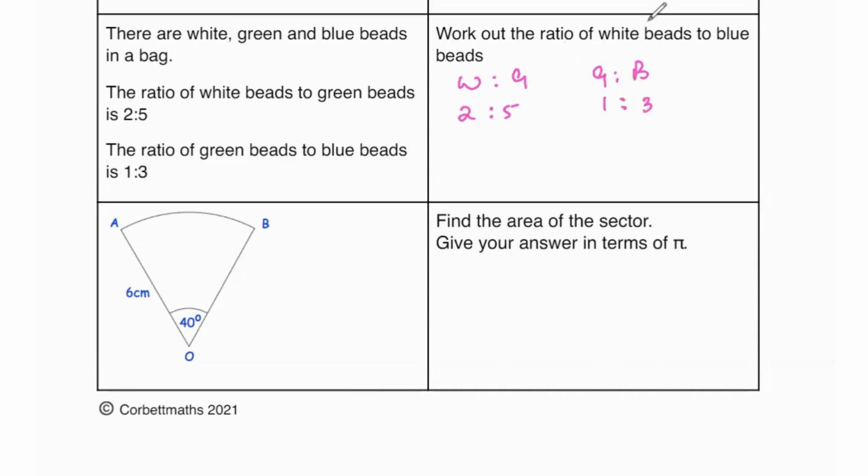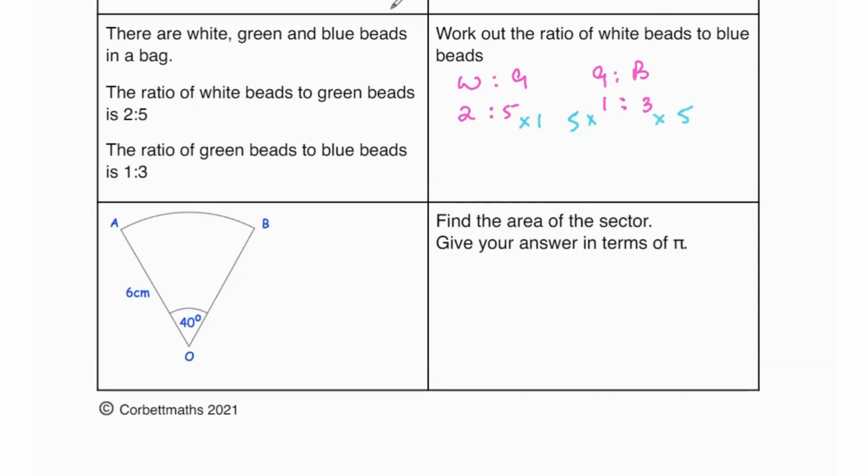So since we're trying to find the ratio of white is to blue, what we need to do is we need to first make the green ones the same in both the ratios. So to make the green ones equal, I'm going to multiply this one with 1 because ratio 1 represents the proportion of green. And in this one, we will multiply it by 5 because we need to make the two quantities equal. So since this is 1, to make it 5, we need to times it by 5.